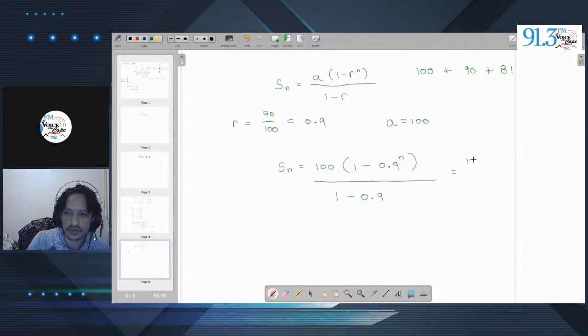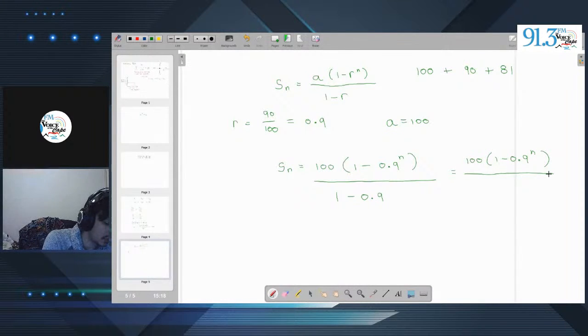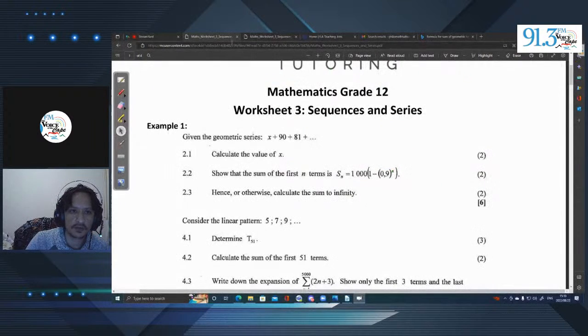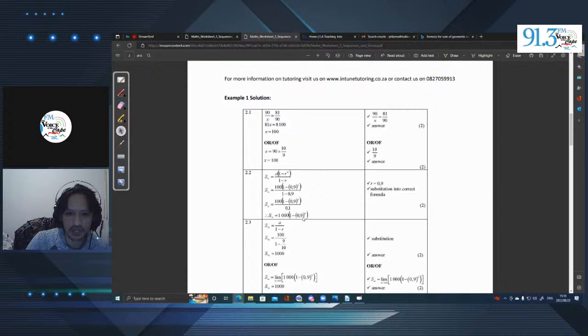Right? This is 100 times (1 minus 0.9^n) over, and what's 1 minus 0.9? Well, that is 0.1. 1 divided by 0.1 should give us 1,000. I'll just double check. That is correct. It gives us 1,000. And we end up with 1,000 times (1 minus 0.9 to the power of n). And that is it. That is our answer for Sn. Sn is equal to 1,000 times (1 minus 0.9^n). And let us double check. And there we go. Right, perfectly.